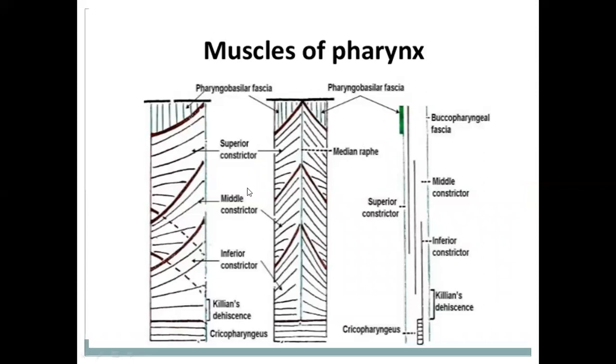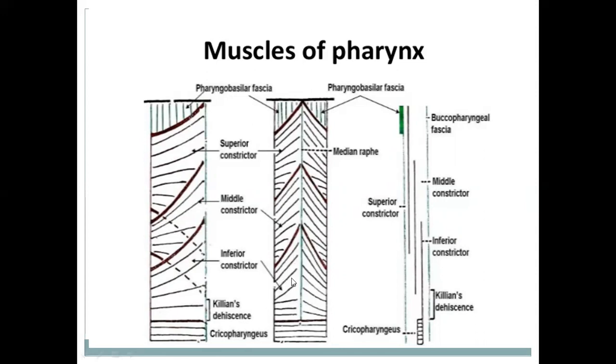So this is the superior constrictor. This is the pharyngobasilar fascia. This is the superior constrictor, this is the middle constrictor, and this is the inferior constrictor. The inferior constrictor has two parts: the thyropharyngeus with oblique fibers and the cricopharyngeus with horizontal fibers, coming from the lamina of the cricoid cartilage.